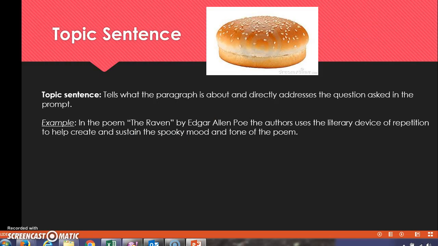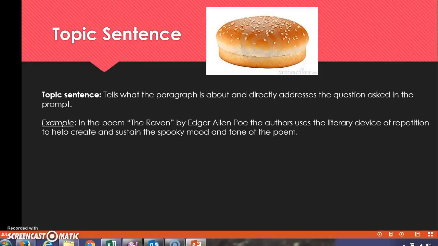The first thing that you need is a topic sentence. In your hamburger, the first thing that you need is the top bun. So the topic sentence always reminds me of that top bun of a hamburger. A topic sentence tells what the paragraph is about and it directly addresses the question asked in the prompt. And here is an example.